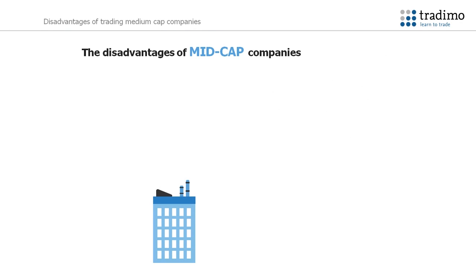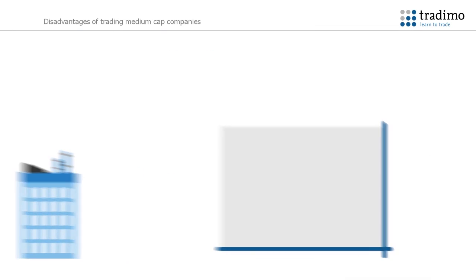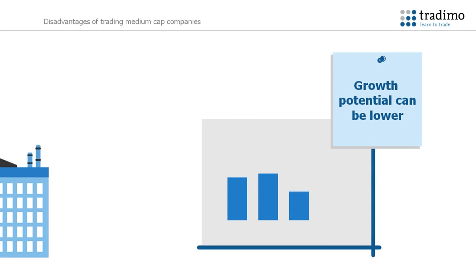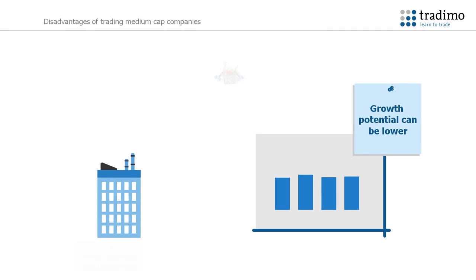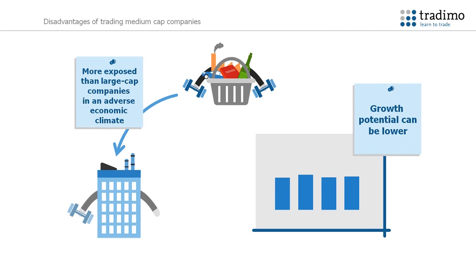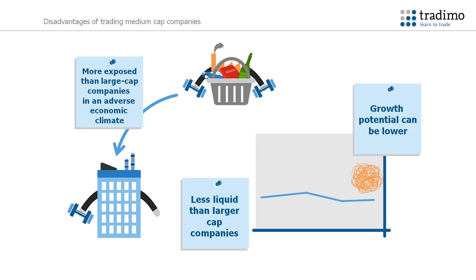One of the disadvantages of mid-caps is their growth potential can be lower than small-cap companies, as their growth potential can become stagnant. Similar to small caps, medium-cap companies are more exposed in an adverse economic climate, and unlike larger cap companies, the shares are less liquid, which can be a big disadvantage to traders.